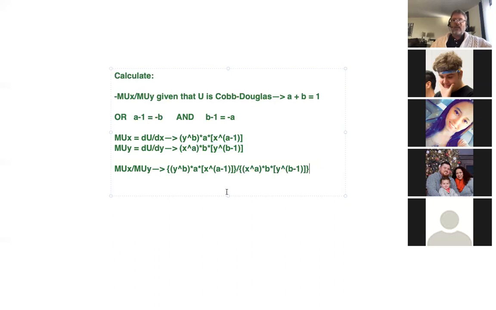Okay. Then we can go ahead and do some substitutions to simplify all this. So the first one would be that a minus 1 is actually minus b, right? Are you following me, Derek? Yeah. And then b minus 1 is minus a, right?